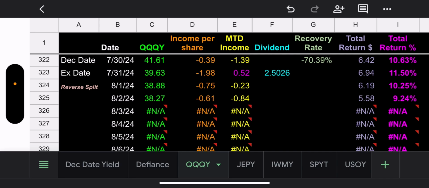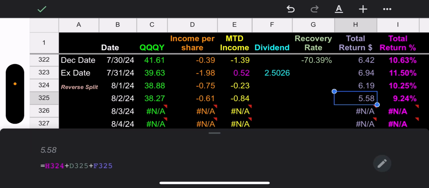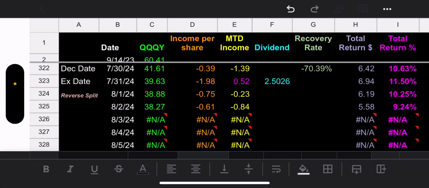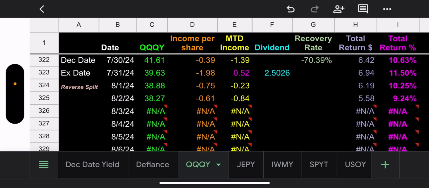Obviously, yes, that sucks. However, if you go to the far right, we still have total return. Hopefully this is still accurate. Obviously it should be. But total return, I'm showing they are up 9.24%. I wonder if there should be a website that could double check my numbers. I always want to do that, but I never do. But either way, this is what I'm showing. Total return QQQY is up 9.24%.